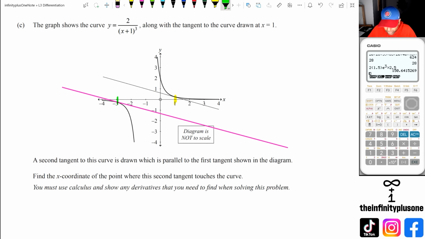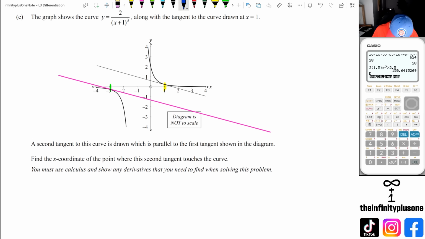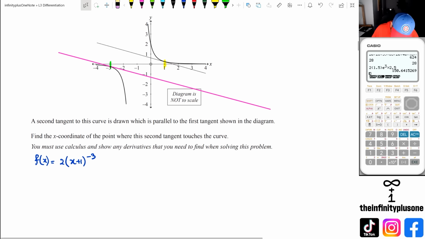Now to do that, we're going to figure out what the gradient at 1 is. Once we figure that out, we can put it back into the gradient function and should be able to figure out the other x value. So what we're going to do first is we've got y. I'm just going to rewrite this as f of x equals 2 times (x plus 1) to the power of negative 3. Now you can do this with the quotient rule, but you're going to create a whole lot of unnecessary work. So I'm going to differentiate this now.